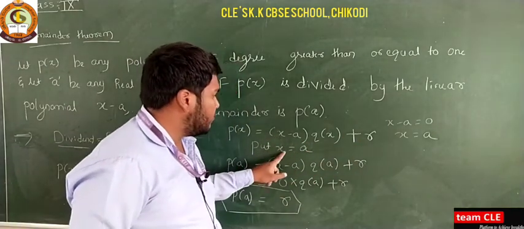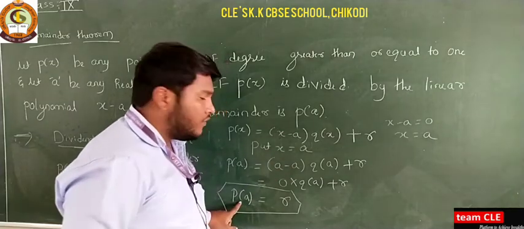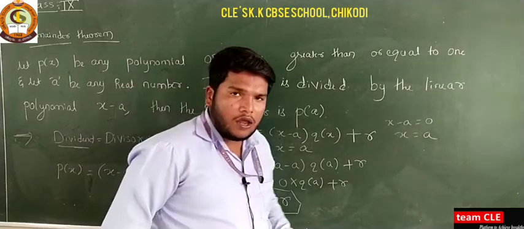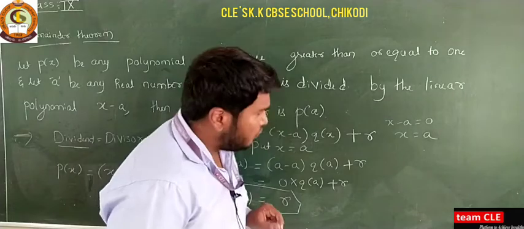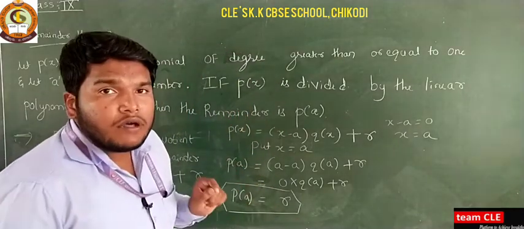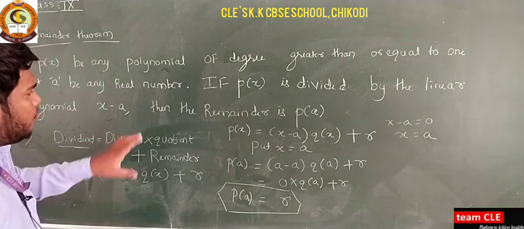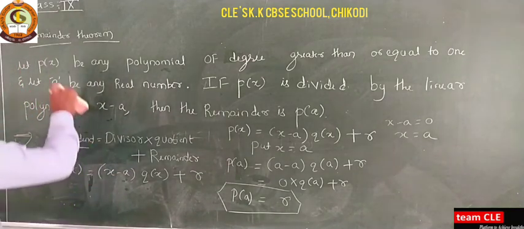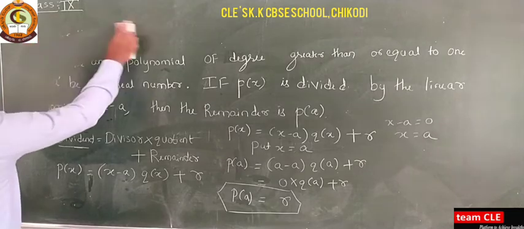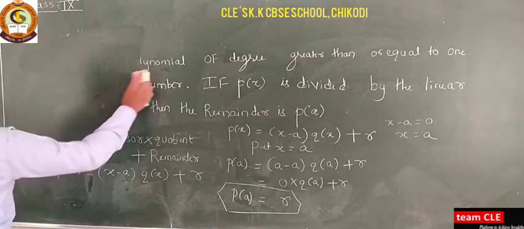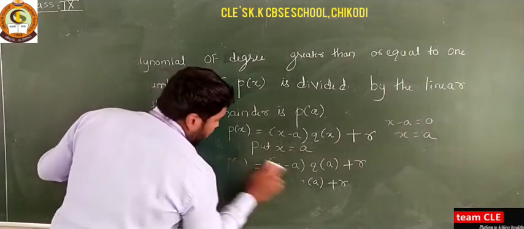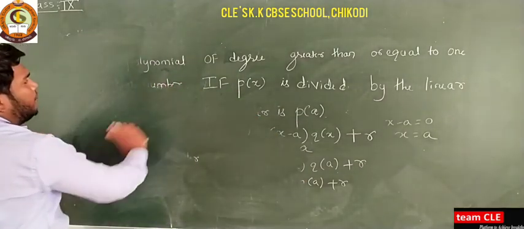Put x is equal to a. If you put it, you are getting the answer as p of a is equal to r, as your statement says. So this is the proof of the remainder theorem. Please go through this and note down this proof and the statement. By solving examples, we will come to know more. We are going to solve some examples on the remainder theorem. So dear students, I will take one example.